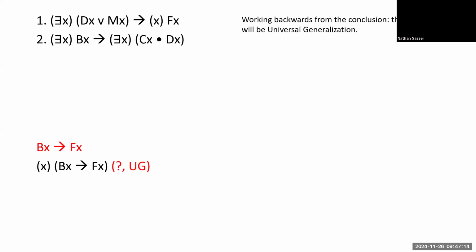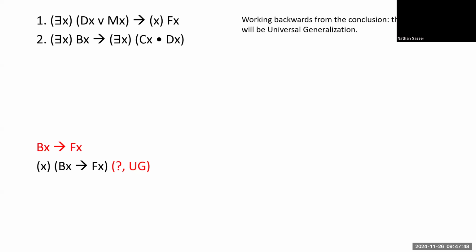But we can still apply our general principle of working backwards from the conclusion. The conclusion we're trying to get to is a universally quantified statement: for all x, if x is B, then it's F. So I can ask myself, what rule do I know that will give me that? And the answer is easy. Universal generalization will give you that if you've got the premise, if Bx, then Fx. Then you could do universal generalization. So there's a starting point.